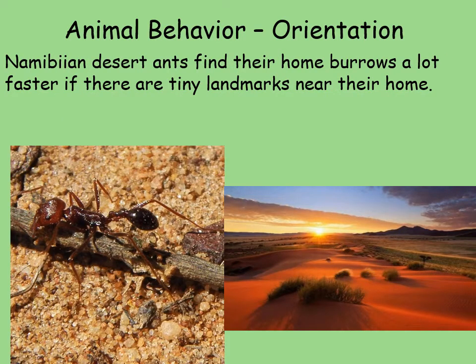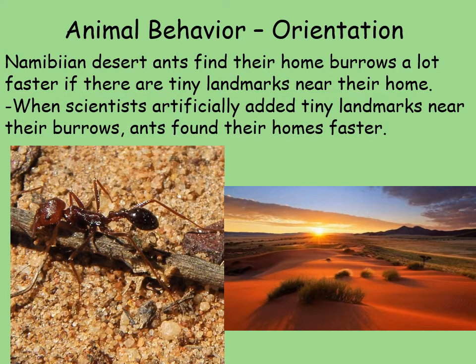So Namibian desert ants, they find their home burrows a lot faster if there's tiny landmarks near their home. Because usually they live in environments like sand dunes where there's not a lot of landmarks. So it's very difficult for them to know exactly where their burrow is by landmarks. They have to use, like, the position of the sun or other navigational methods to find their way. In one study, scientists artificially added tiny landmarks near their burrows, and with the use of these landmarks, the ants found their homes faster. So a lot of times, some environments would be more conducive to using landmarks than other environments.